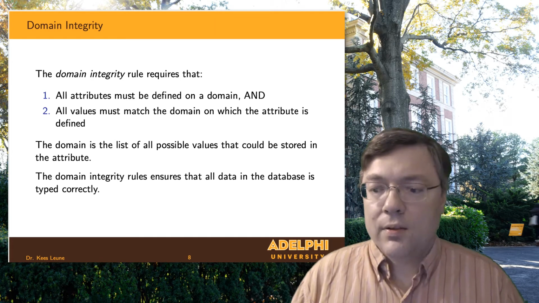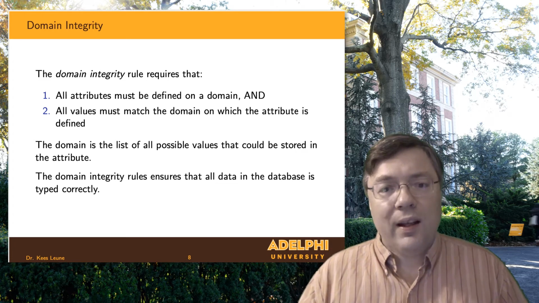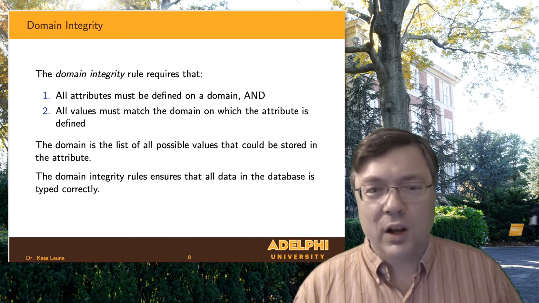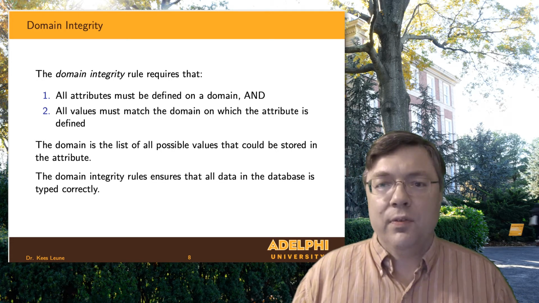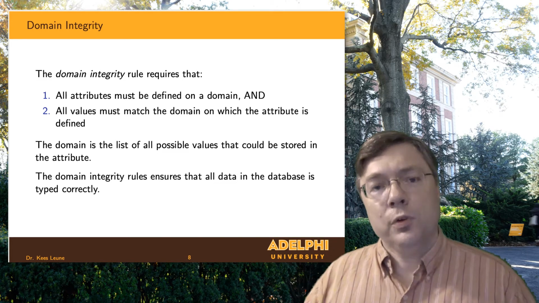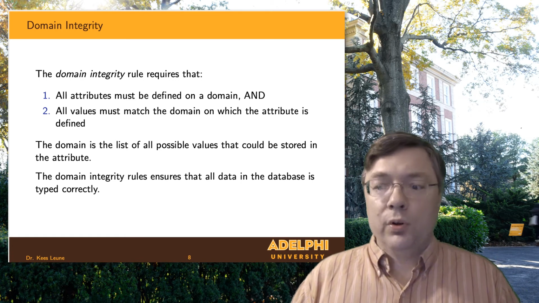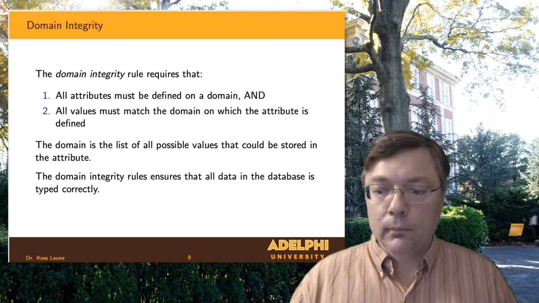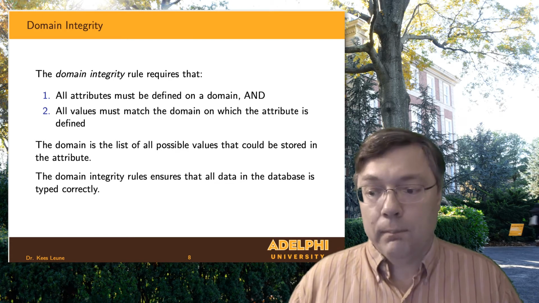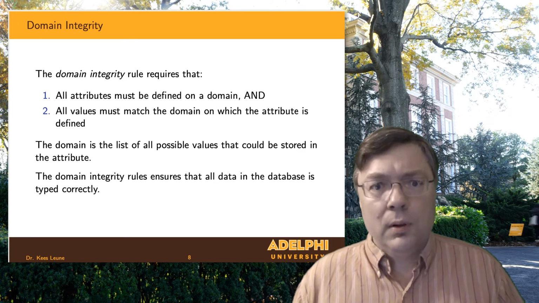Domain integrity requires that all attributes must be defined on a domain and that the values in those tuples must match those domains. Sounds fairly obvious, but it basically says if I define a date of birth as a date, then my actual date of birth also has to be a date. But this is something that the computer can enforce for us. And that basically eliminates a lot of data entry errors. So domain integrity: all attributes must be defined on a domain, and all values in the tuples must match the domain.